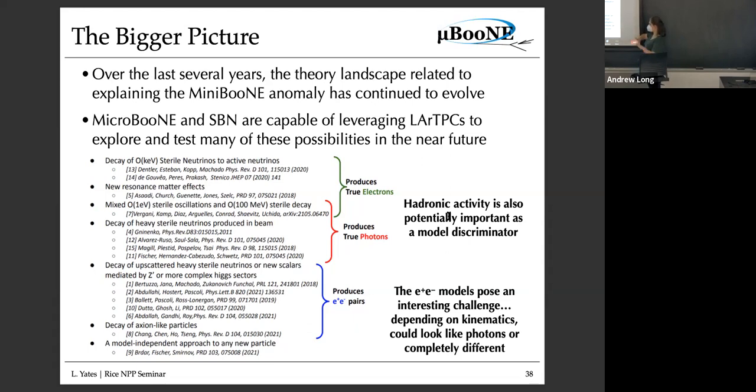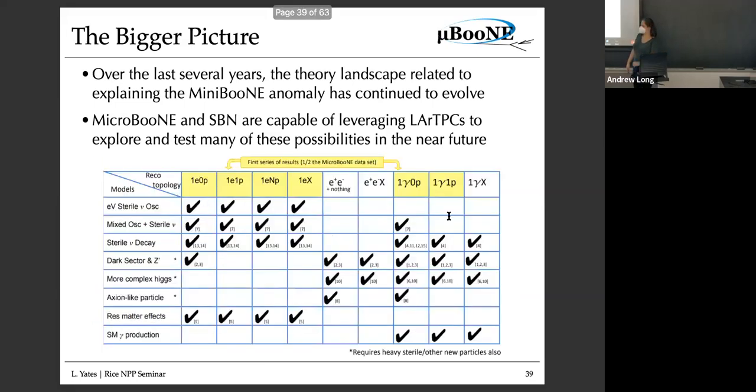Another thing that has become more and more talked about and interesting is models that produce neither electrons nor photons, but rather e plus e minus pairs, usually from something that's decaying. Those e plus e minus pairs can look exactly like a photon if they're right on top of each other, so that could be picked up by some of our current analyses. Or if the kinematics are different, if they have some opening angle, or if the energies are very asymmetric, this can look completely different. So this is a rich area that MicroBooNE really has not started to probe very much yet, although people are working on it now.